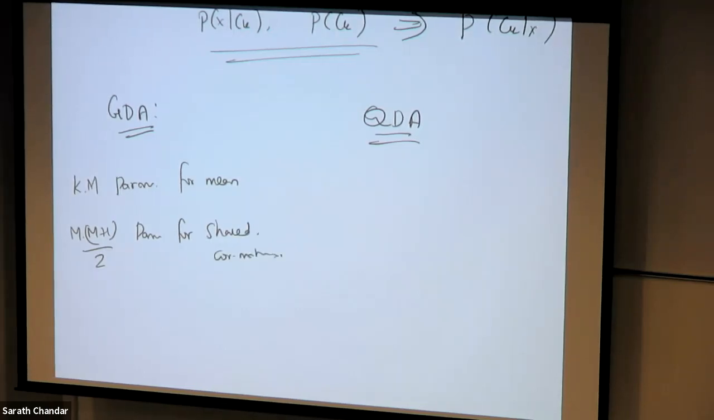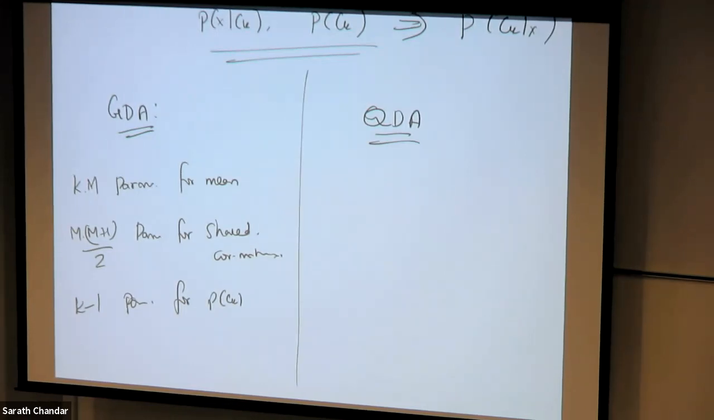Okay. And how many parameters do you need for the prior probability, P of CK? Let's say I have a 5-class problem. How many parameters are needed for the prior probability of the classes? 4, right? So the fifth one is just 1 minus the sum of the remaining. So you need K minus 1 parameters for P of CK. Is that right? So this is for GDA.